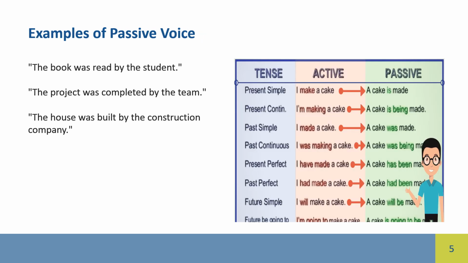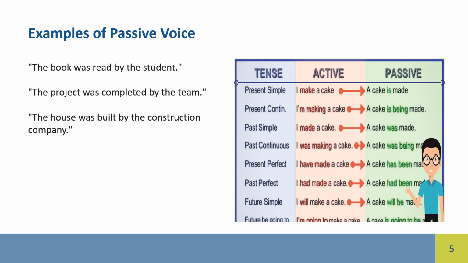Now I'm going to tell about examples of passive voice. The book was read by the student. The project was completed by the team. The house was built by the construction company. And here we can observe some examples in active voice and passive voice.